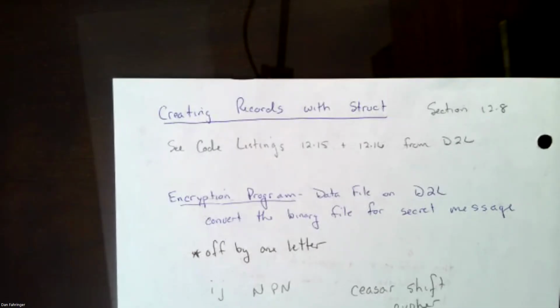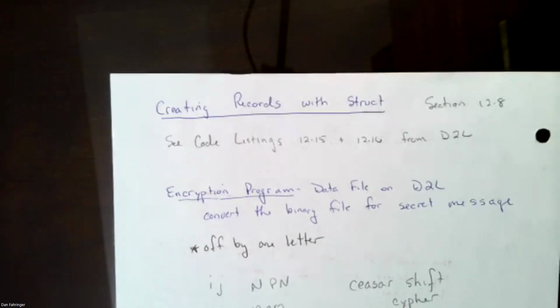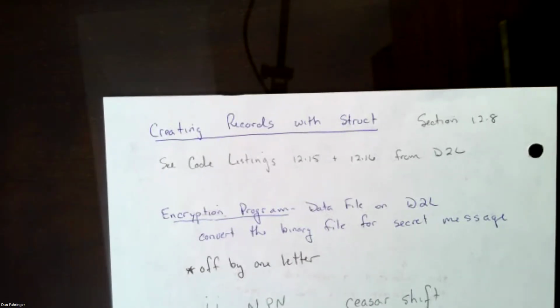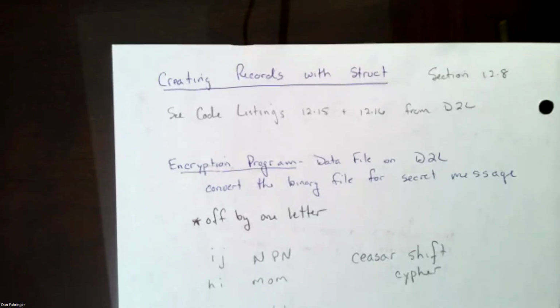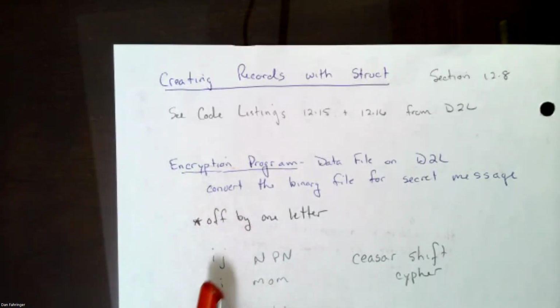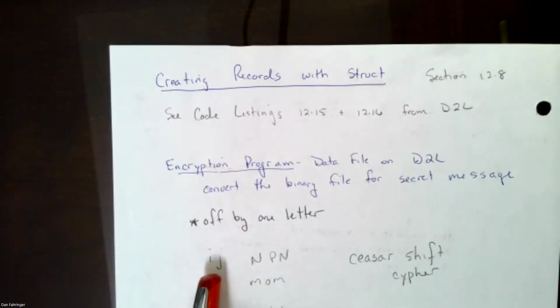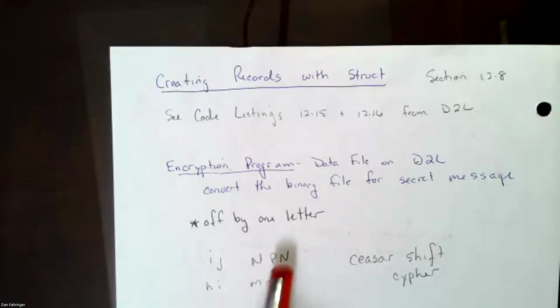So I have a file that is available under the news. It's a binary file. You need to read it in as a bunch of characters. But when you read it in as a bunch of characters, you may see this I, J, N, P, N when you display it, and you're like, what is this? I don't understand what that is.